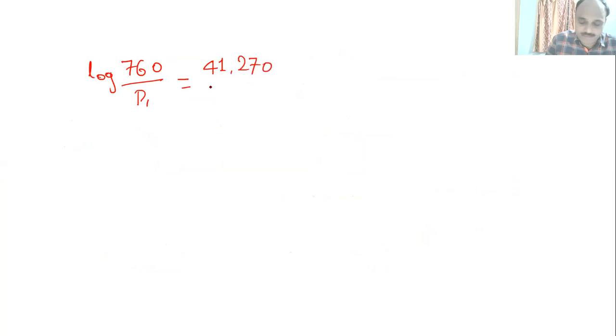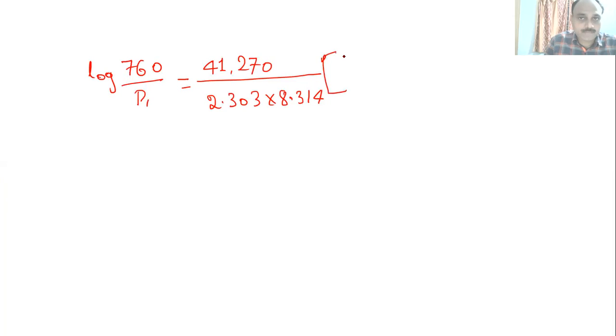Log of 760 divided by P1 as it is, then 41,270 divided by 2.303 into 8.314, then the temperature: 373 minus 368 divided by 373 into 368. All units will be cancelled here, right?